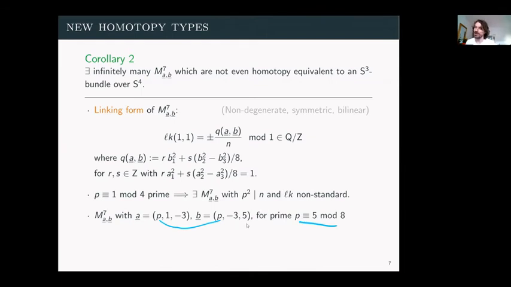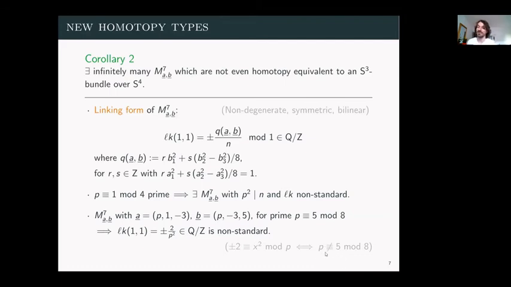So the order of your H4 has to be divisible by the square of a prime, and this is why Z mod 5 can't occur with non-standard linking form for us. If you remember back, I said it couldn't happen. This is the reason. Okay, so anyway, in this situation, it turns out H4 is Z mod P squared, and that the linking form is plus or minus 2 over P squared, and it's non-standard. Well, why? Because plus or minus 2 is a square mod P if and only if P is not 5 mod 8.